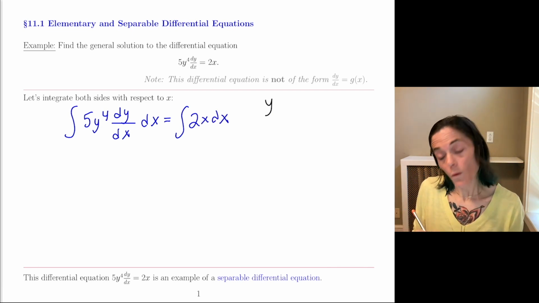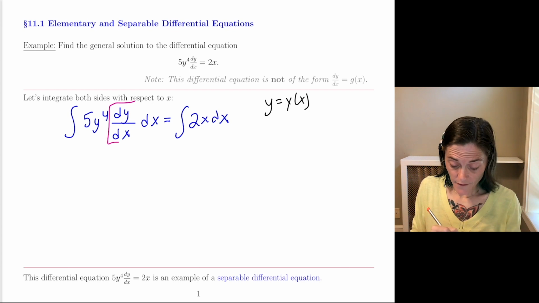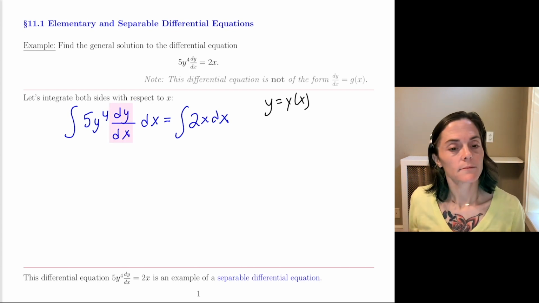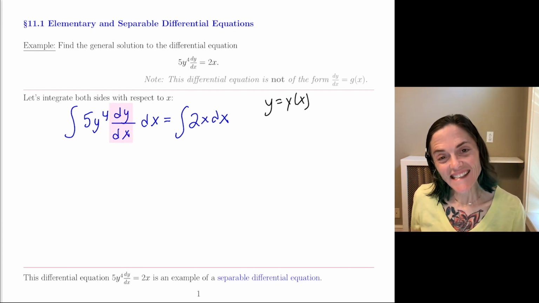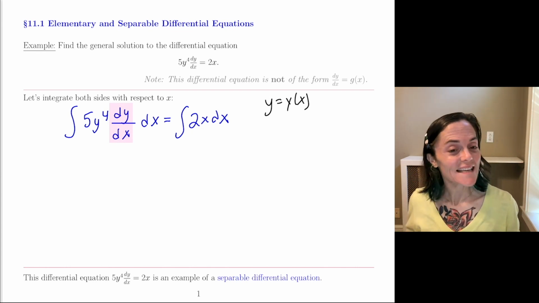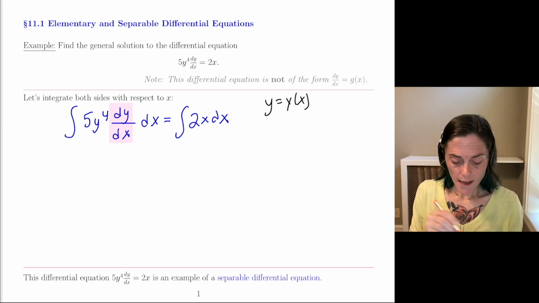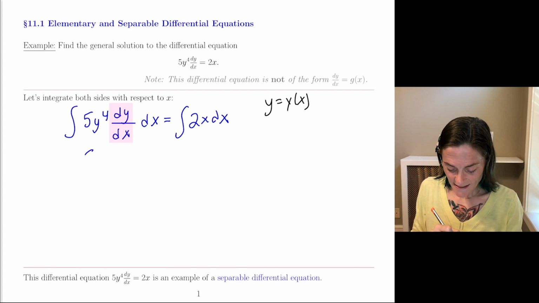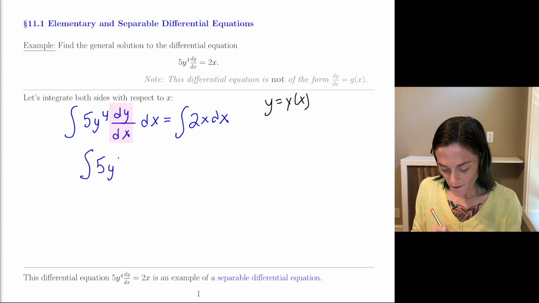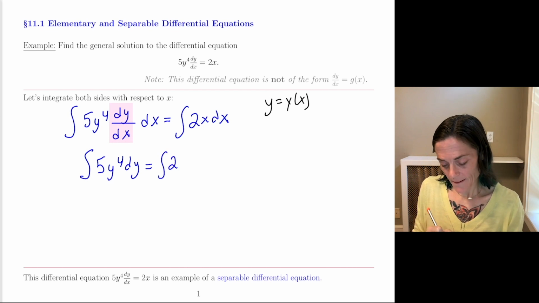Okay, remember that y is our function of x. So y is really a function of x. And if you look at the left-hand side, what do we see here? Well, it looks like something that we've studied very recently, and that is integration using substitution. So you notice that the left-hand side is just the integral of 5y to the fourth dy. And then I'll just recopy.